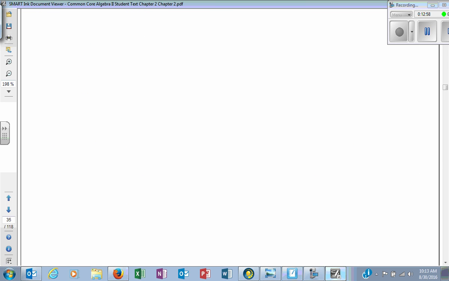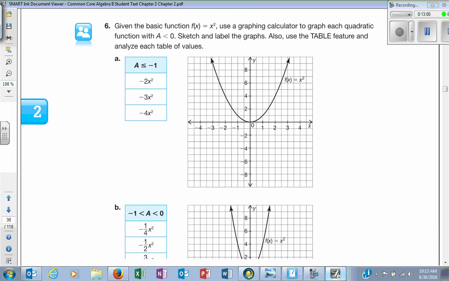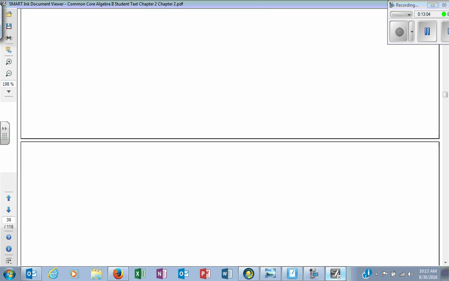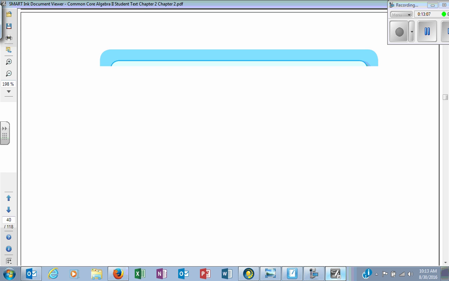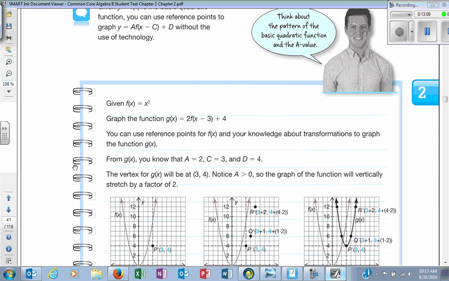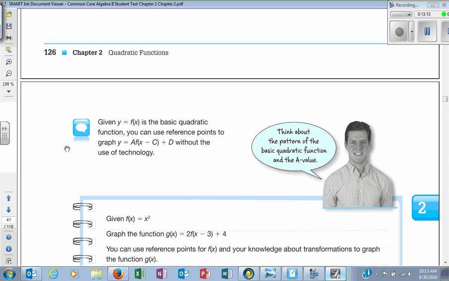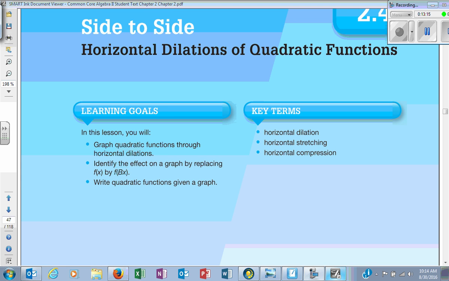So today we are talking about 2-4. It's our next part. All right, so today we're talking about horizontal dilations, which are still going to be horizontal stretch and horizontal compressions. But let's think about our rubber band first before we get started with this.